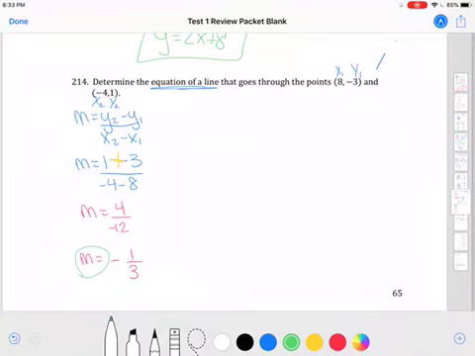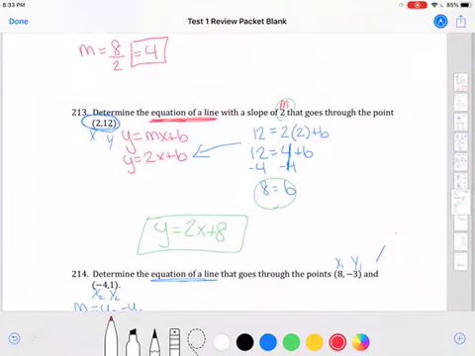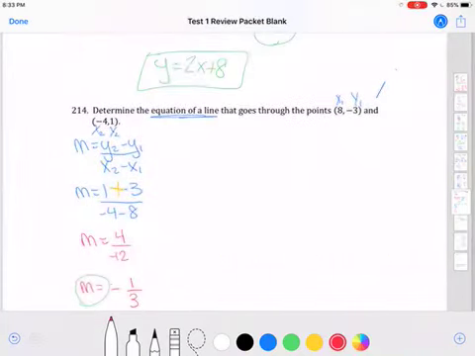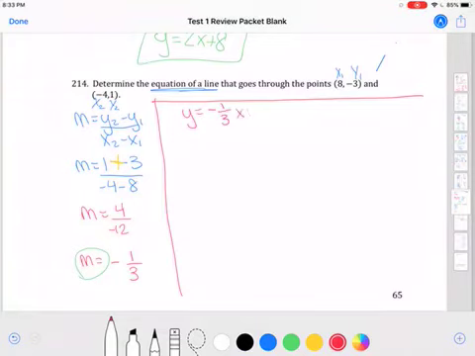I have only found m. Now I need to find b. So I'm going to find b the exact same way that I just did up here, where I plug m into y equals mx plus b, and then I plug in a point for x and y. So I found my slope. Now I'm doing exactly what I did in the last question. So I'm going to write out y equals m, but instead of m I plug in negative 1/3 x plus b.